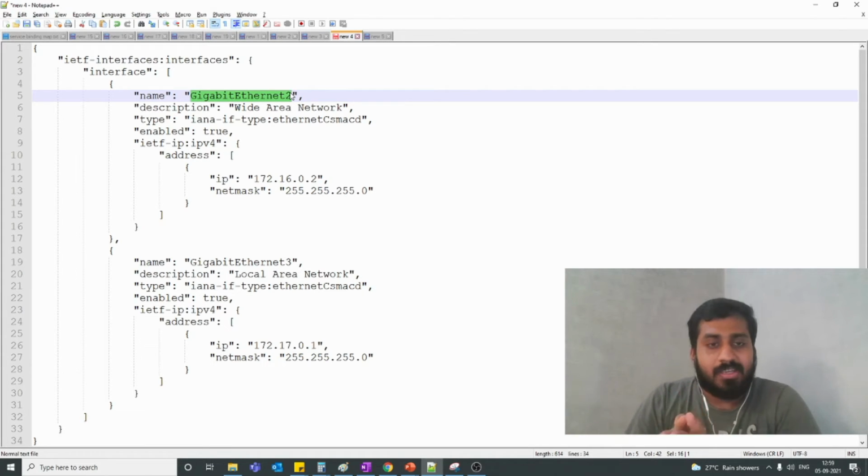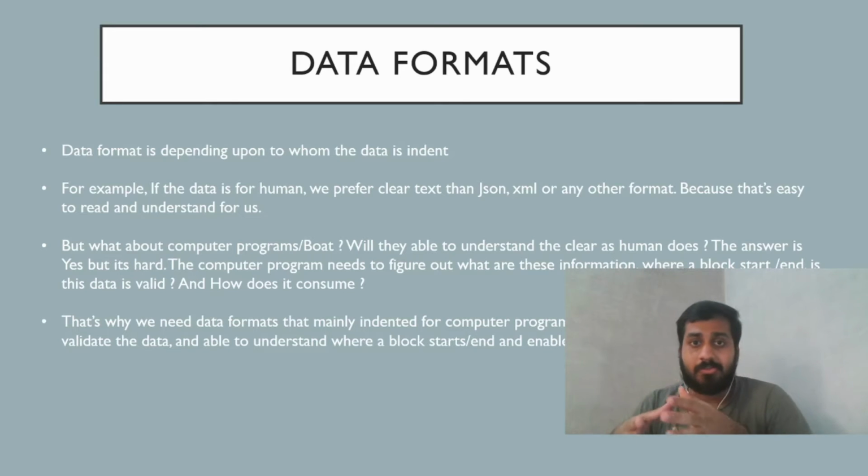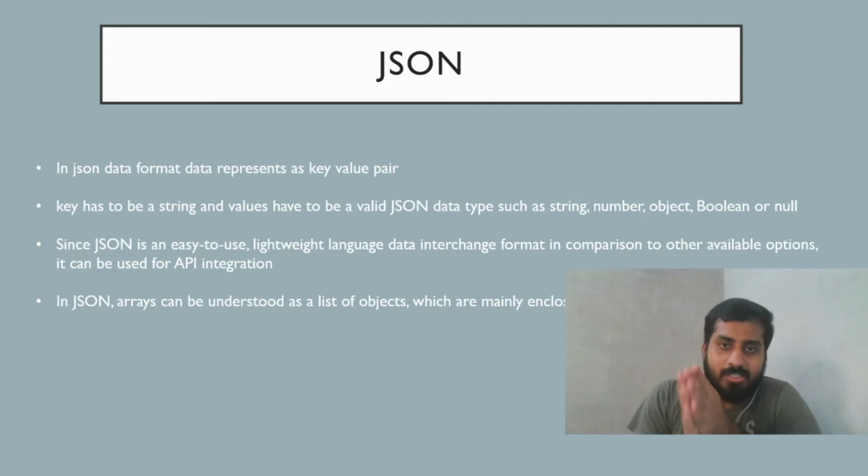So that's why we need different data formats for different users, depending upon whether the data is for humans or for computers. All right, so let's go back to the slide. Now, as I said, we need different data formats if the data is intended for computer programs. There are different data formats commonly used in programming, mainly JSON, YAML, and XML. So today we are going to discuss JSON.